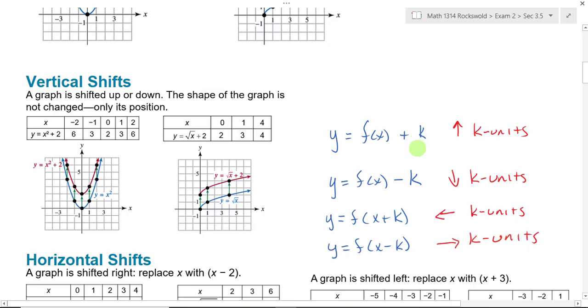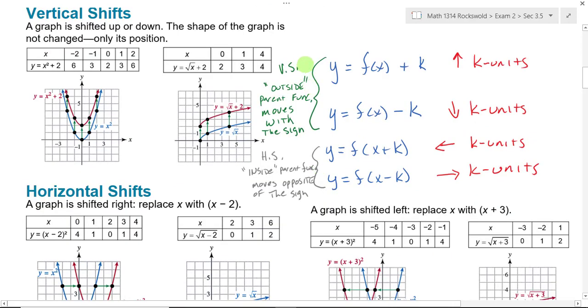So vertical shifts are outside the parent function and move with the sign. Horizontal shifts are inside the parent function and move opposite the sign. A minus will go to the right and a plus will go to the left. That's the opposite direction of things on the number line.